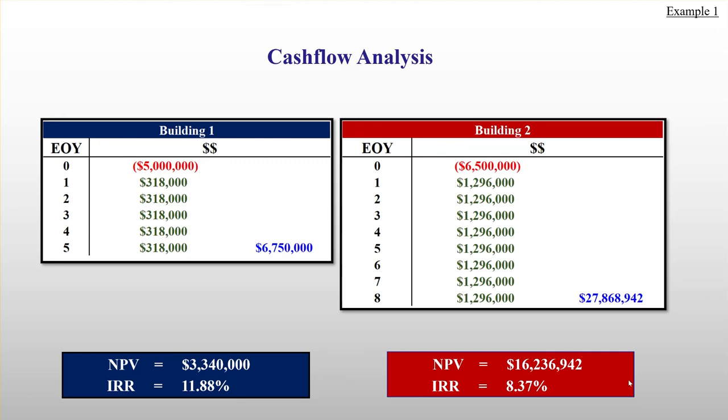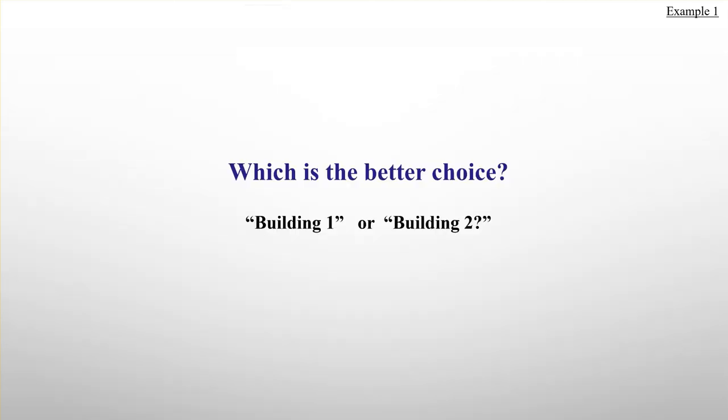And from here, it is easy to calculate our NPVs and the IRR for both properties. So which is the better investment, building 1 or building 2?